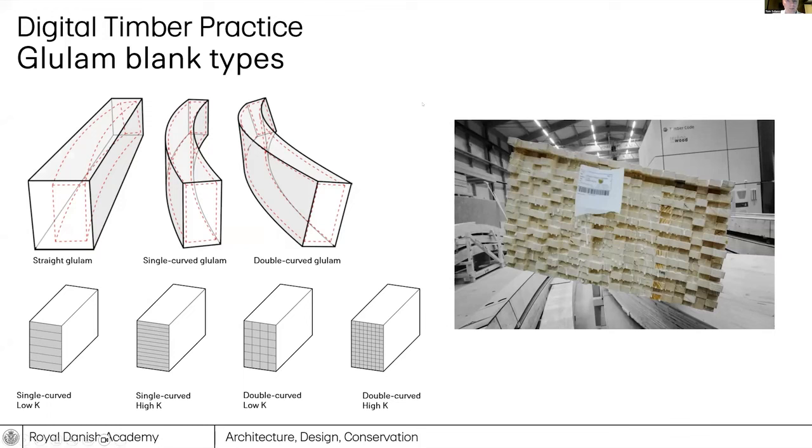And again, just to give a bit more pedagogical background information, we have different types of glue lam blanks, and they have different requirements and different characteristics. For example, a straight glue lam blank requires very minimal processing, but if you're cutting freeform geometry out of it, you end up with a lot of waste and a lot of strength reductions due to cutting across the fibers of the wood. Because of the anisotropic character of the strength properties of wood, that leads to potential problems.